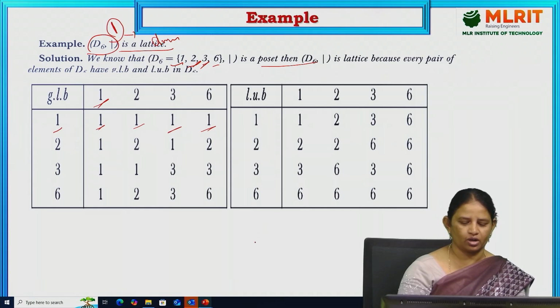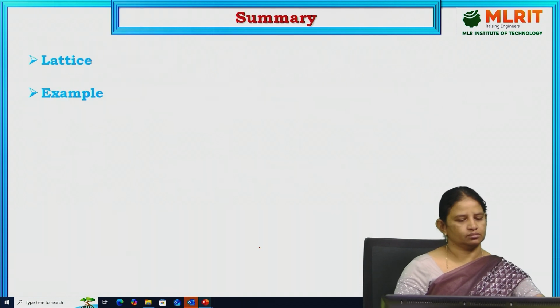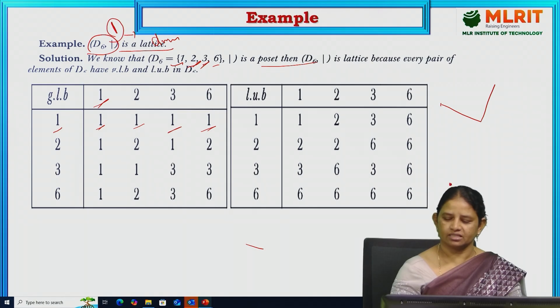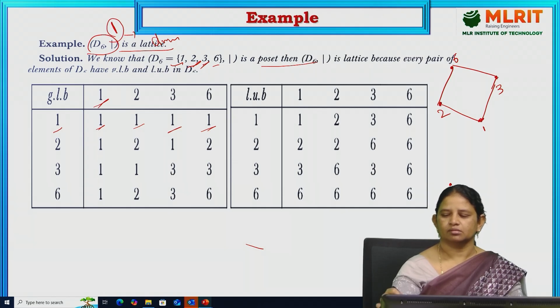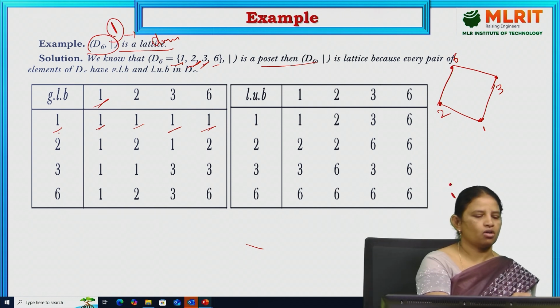So the elements are 1, 2, 3, 6. We need to draw the lattice. First we draw the Hasse diagram for 1, 2, 3, 6. This is a lattice. Next we need to consider the greatest lower bounds.